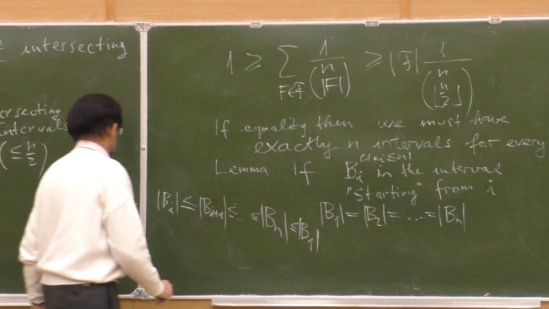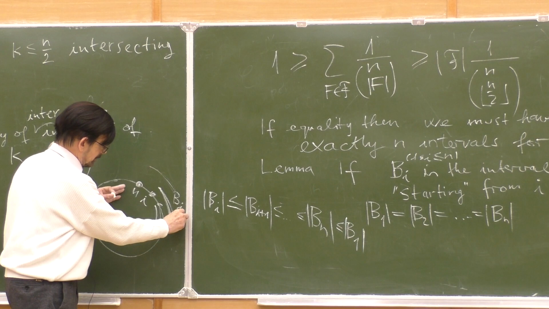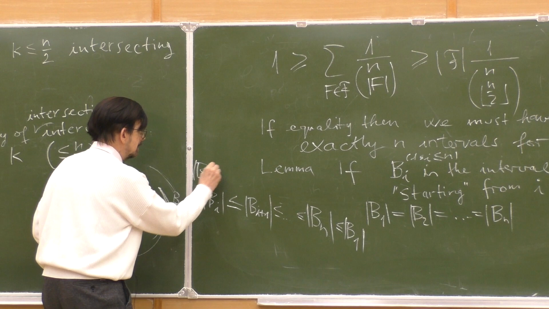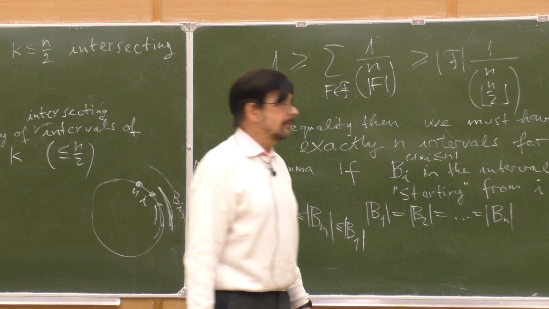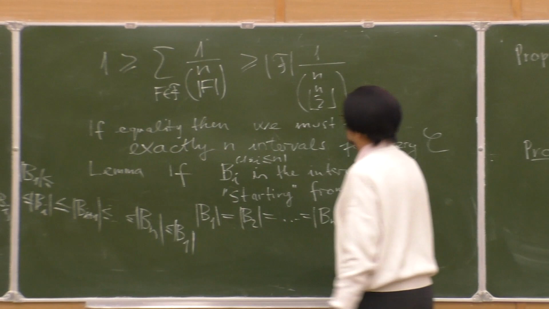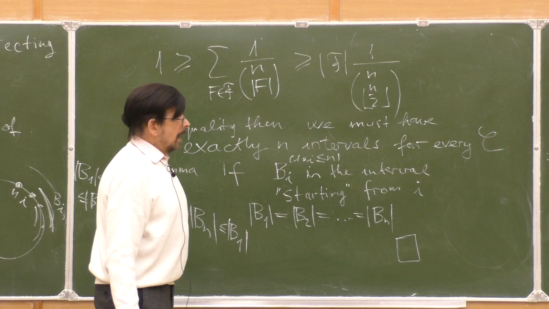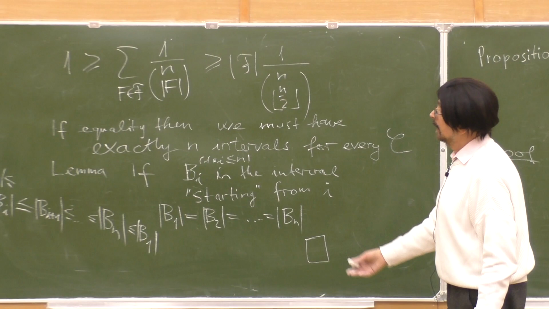Because otherwise, if B1 is shorter than Bn, Bn is going like that, and B1 is shorter by 1, then it will be a subset. And we started from B1. And so you can see that this implies that they are all the same. So we have proved something stronger, that even in this inequality, we can have equality, exact equality, only if they all have the same size.